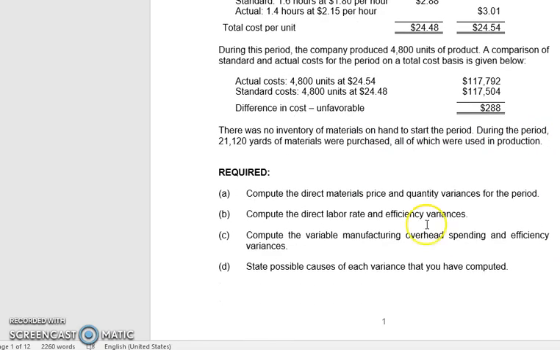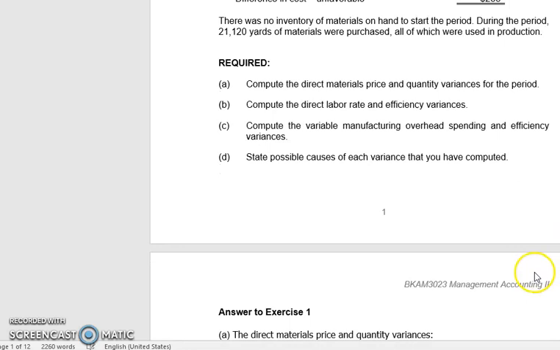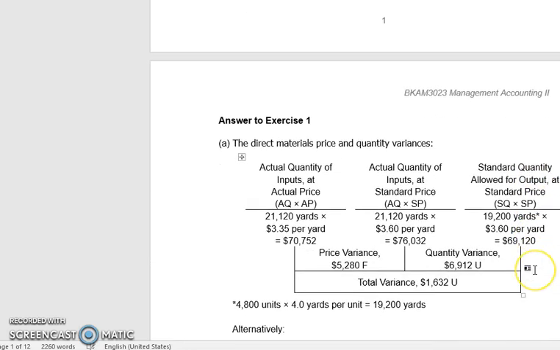The requirement: compute the direct material price and quantity variances for the period, compute the direct labor rate and efficiency variances, compute the variable manufacturing overhead spending and efficiency variances. State possible causes of each variance that you have computed. So let's take a look at the answer.